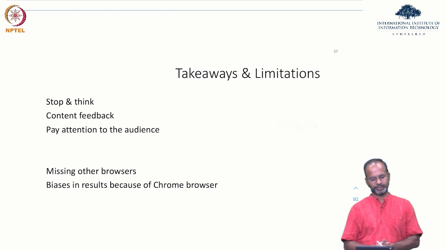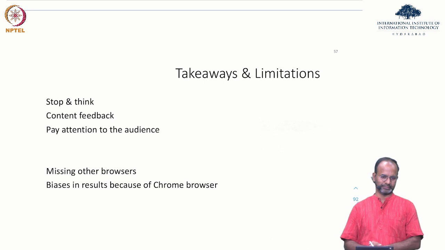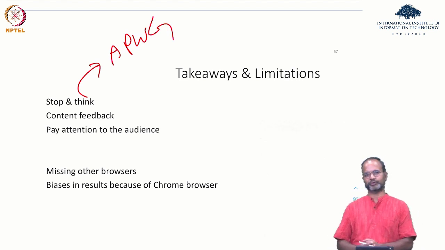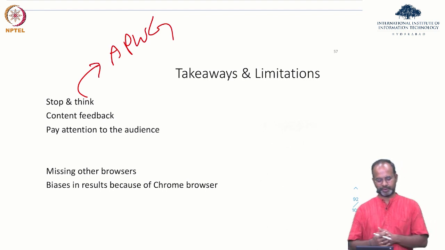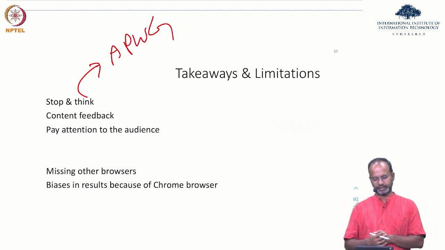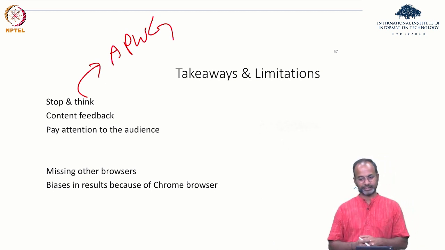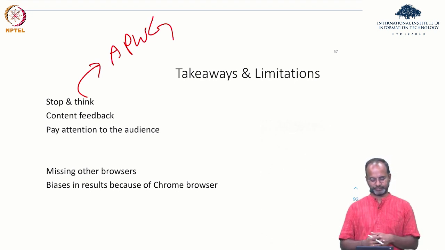What are the general takeaways from these nudges? Stop and think. APWG also started doing this idea of stop and think before you go to a website, before you click on a link. The campaigning around stop and think was also going on. Content feedback, you're getting feedback from the system for the post that you're doing. Pay attention to the audience while designing these kinds of solutions. Pay attention to who's the user you're designing it for.